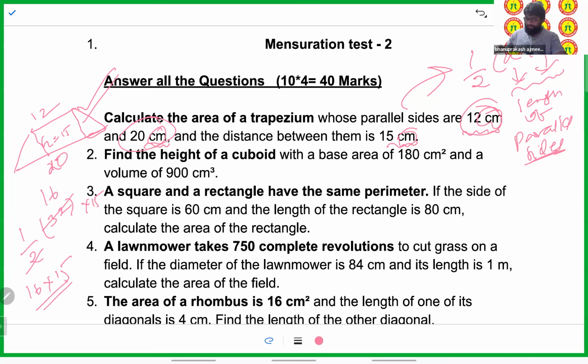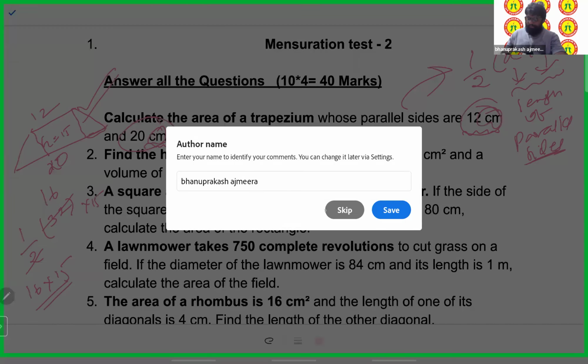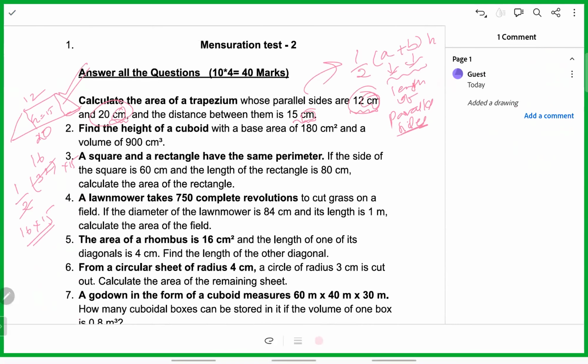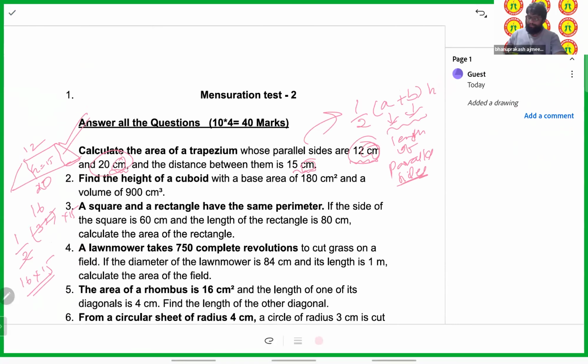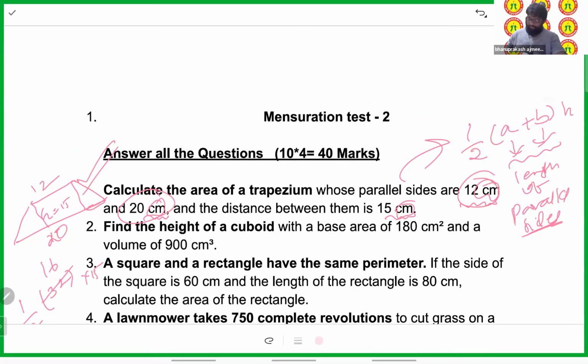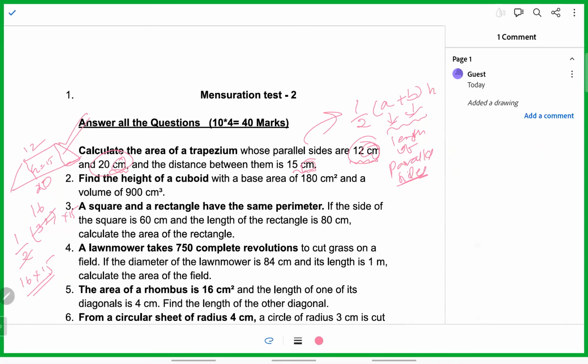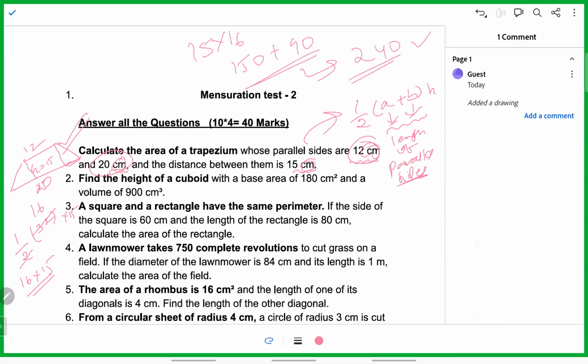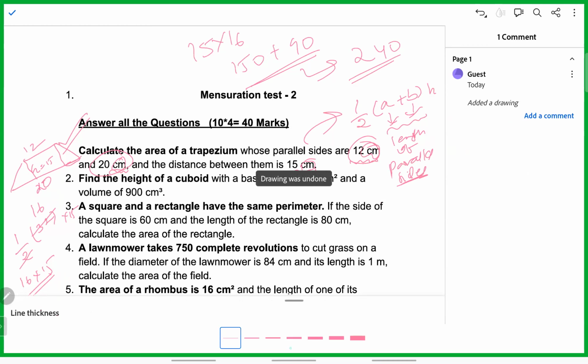Any doubt in this? Centimeter square. 240 centimeter square. Okay, fine. If you calculate, 15 into 60, that is 150 plus 90, which equals 240. So 240 is the answer for this. Any doubt? No, sir. Okay, fine.